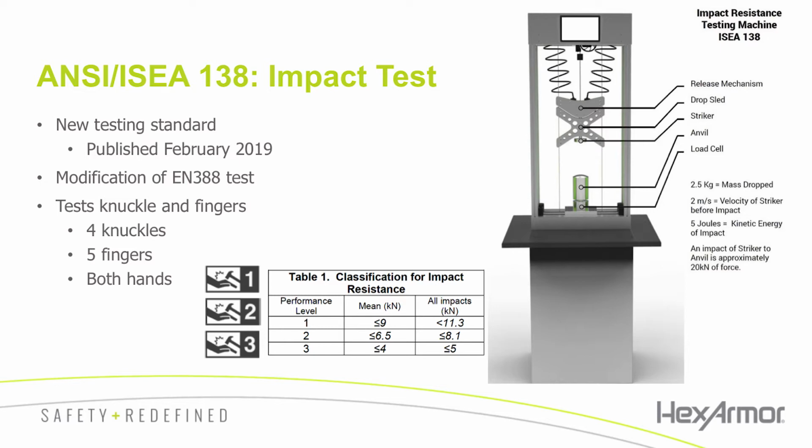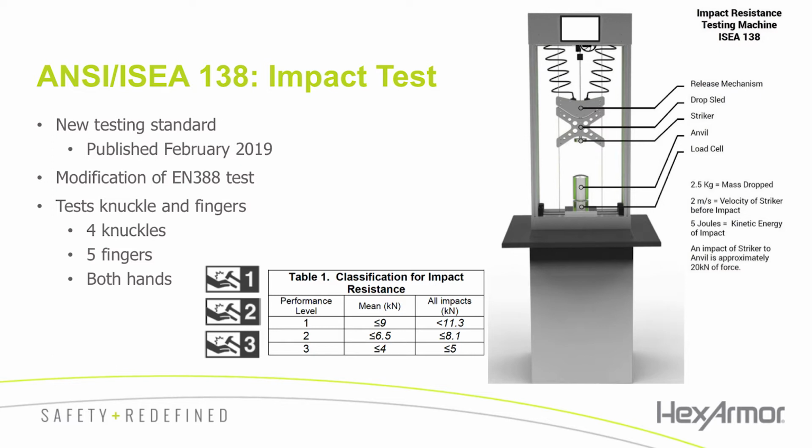The glove is still cut in half, so only the back of hand material is tested. And the striker is still 2.5 kilograms, dropped 20 centimeters. Again, you're looking at roughly 5.5 pounds, dropping 8 inches. However, the ANSI ISEA 138 impact standard calls for both the knuckles and the fingers to be tested. So all in all, there's 18 areas being tested.